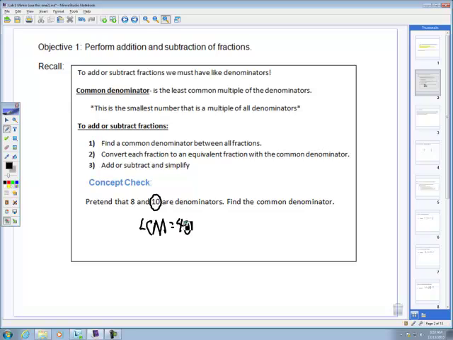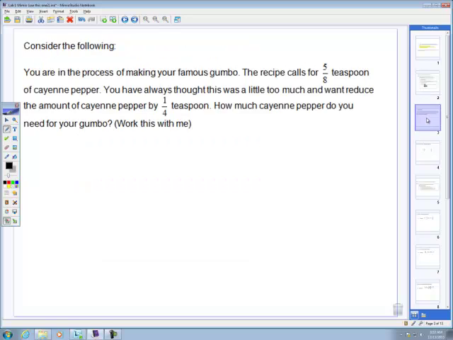Okay, let's look at a problem. You're in the process of making your famous gumbo. The recipe calls for 5/8 of a teaspoon of cayenne pepper. You've always thought this was a little too much and want to reduce the amount of cayenne pepper by 1/4 of a teaspoon. How much cayenne pepper do you need for your gumbo?